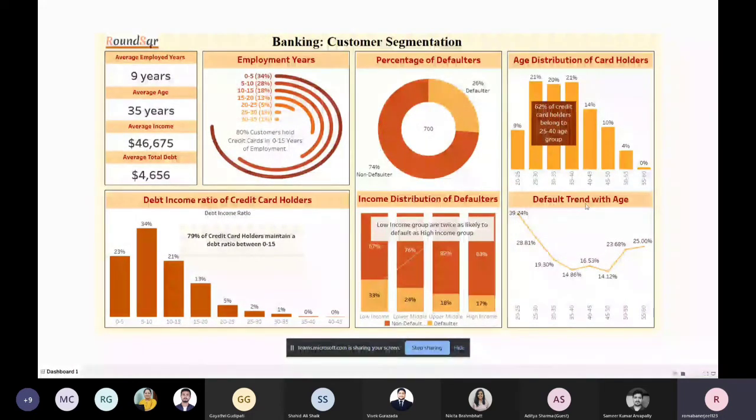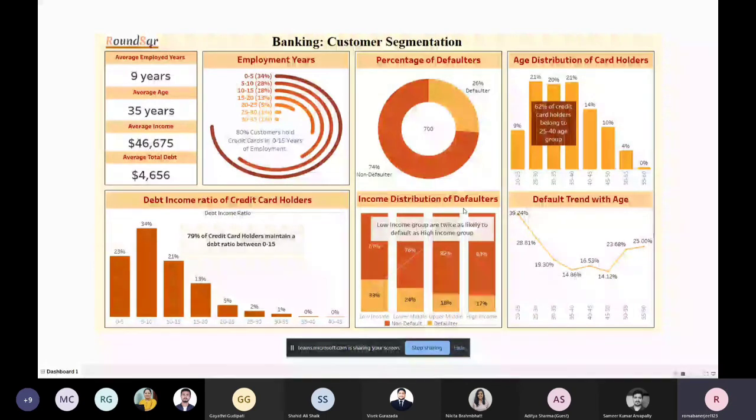Below it is the default trend with age. We can see in the initial years, like 20 to 25, who can be considered freshers as well, they have a higher chance of defaulting, which slowly decreases with their age, as you can say with the employment years. Again, towards the end, we see a rise, which might be due to their retirement and all.